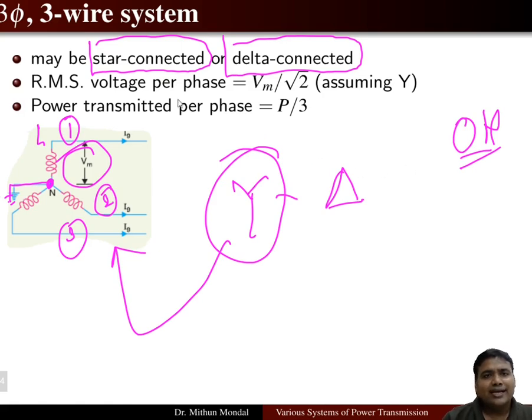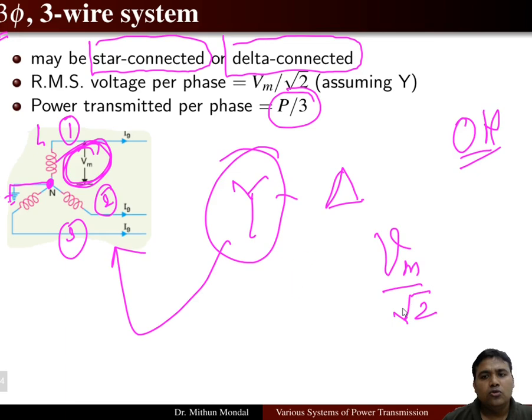As it is a 3-phase system, the power would be P by 3 and the RMS voltage would be Vm by root 2, where Vm is the maximum voltage here. In the 2-phase system we have seen that the power was P by 2. In the 3-phase system we have P by 3.